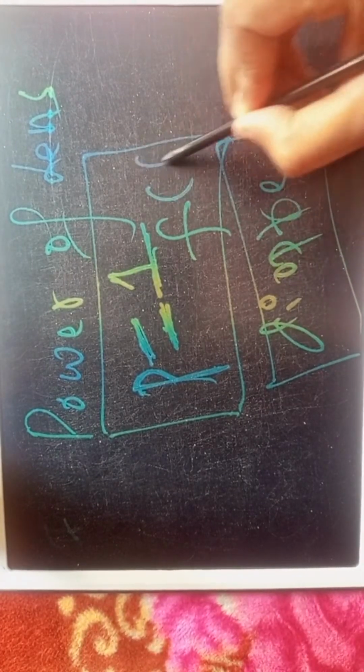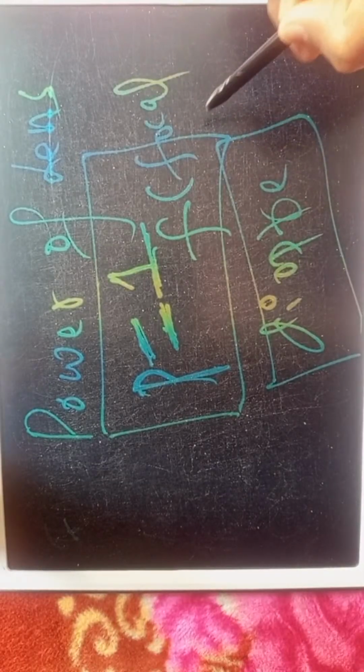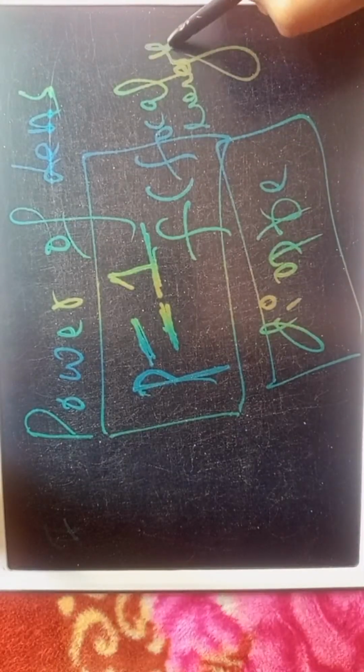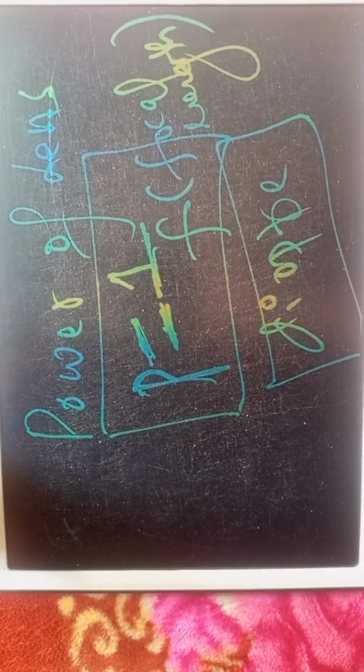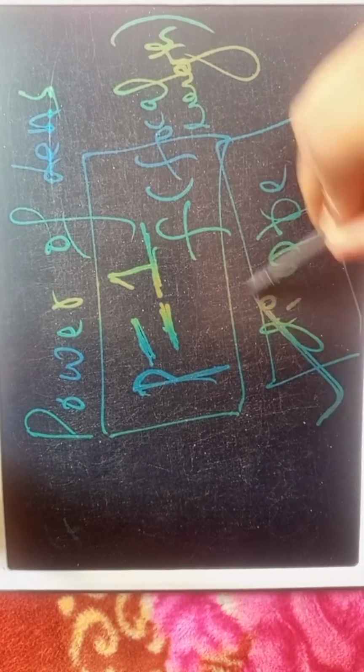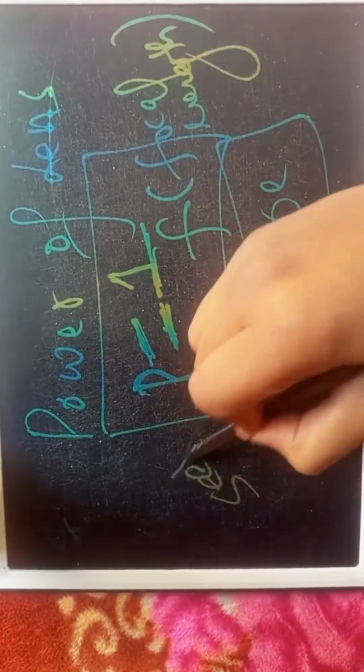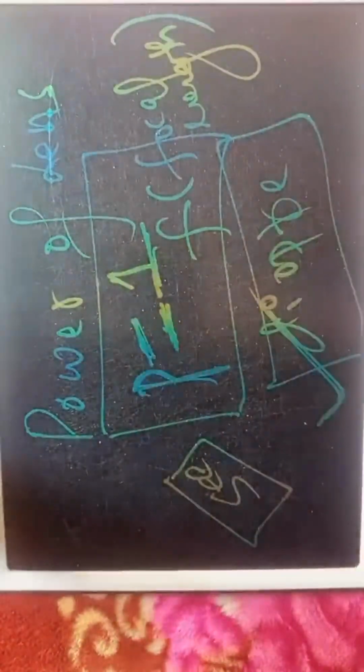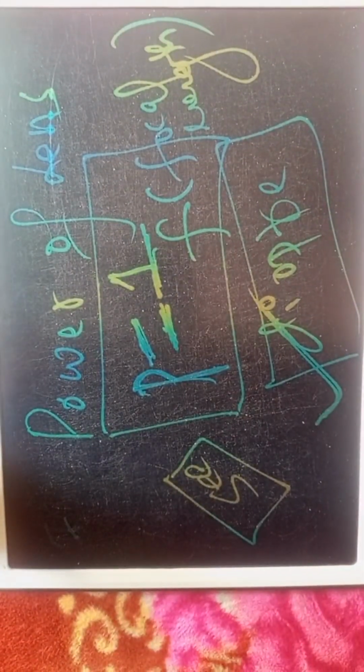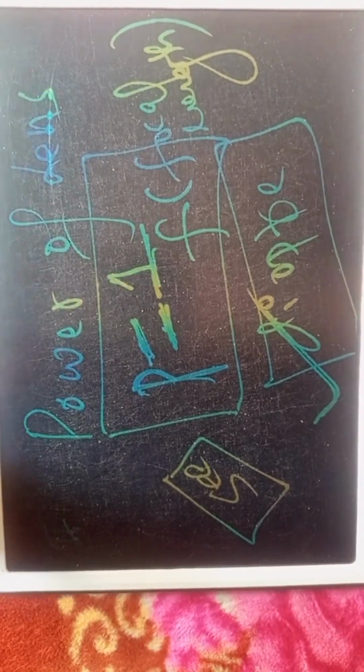It is the reciprocal of F, where F means focal length. Power of the lens is measured in diopter. This diopter is very important for the SEE exam and entrance exams.